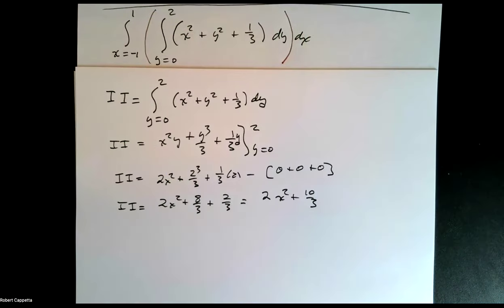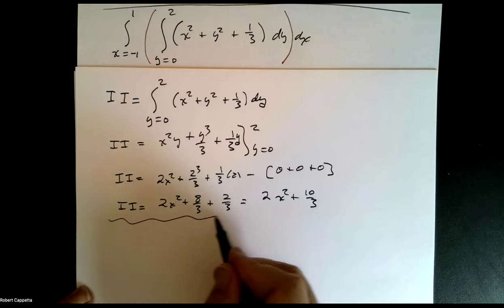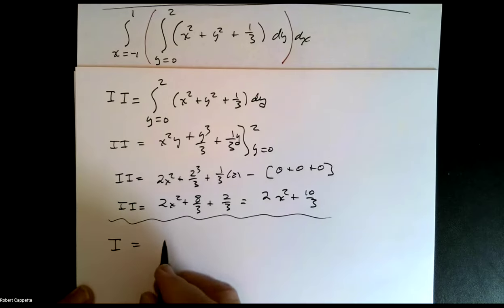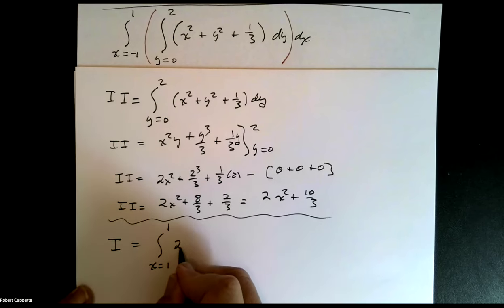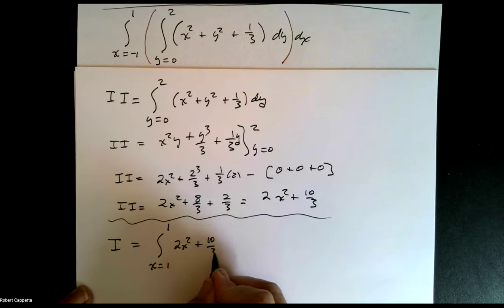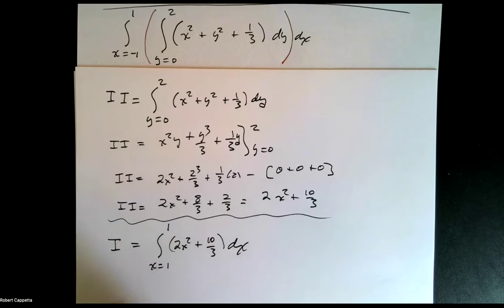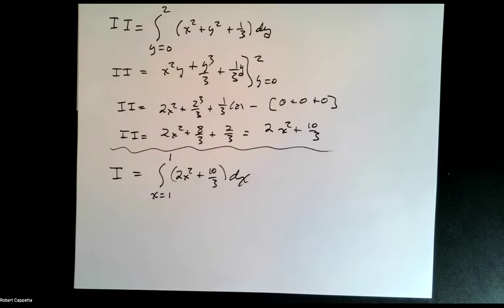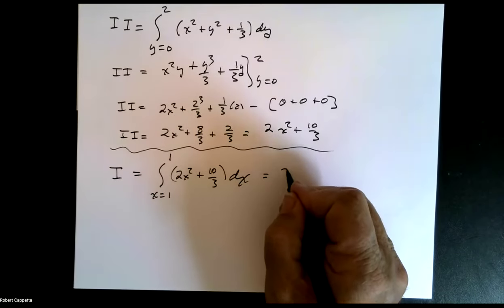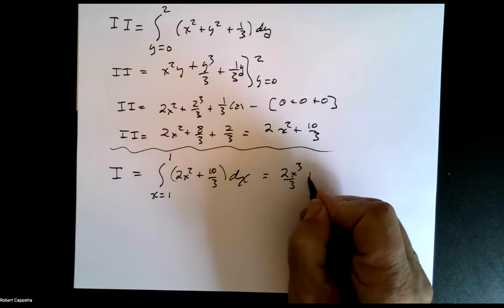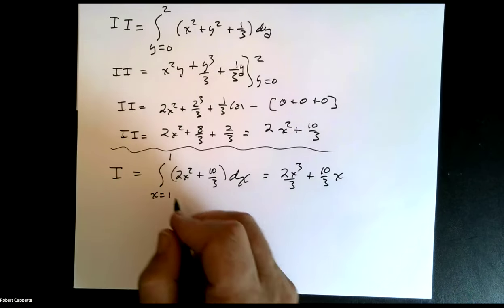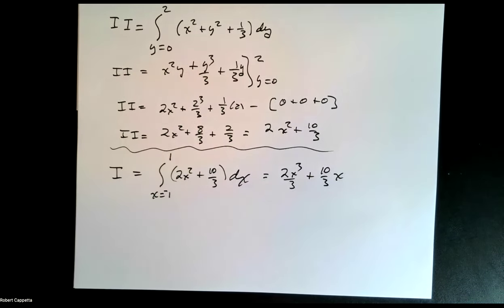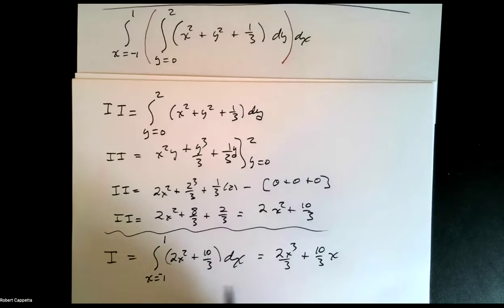So replacing that inner integral to get our final integral, the integral will be the integral as x ranges from -1 to 1 of the inner integral 2x squared plus 10/3. So let's quickly do this computation. So the antiderivative with respect to x would be 2x cubed over 3 plus 10 thirds x, as x ranges from -1 to 1, I believe. Indeed, x goes from -1 to 1.